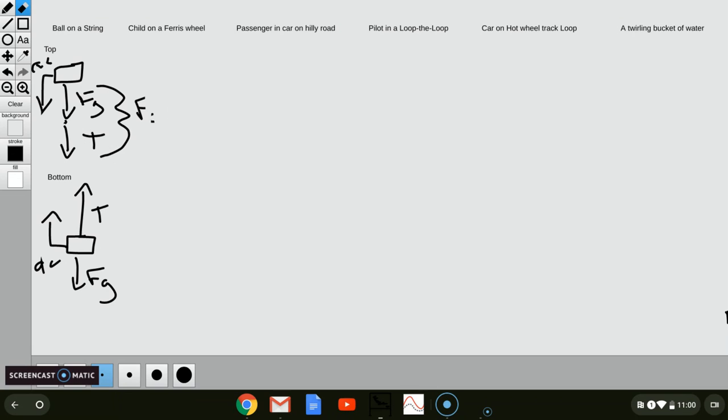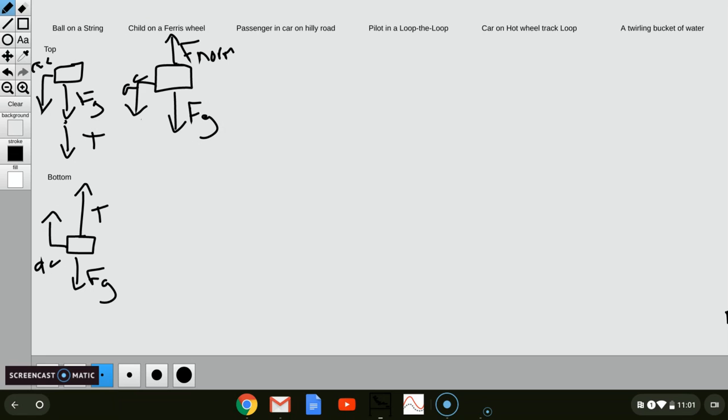All right, so I'm going to erase this, get this out of the way so I can do the child on the Ferris wheel. Hold on, let's get this erased. Okay, here we go. Child, Ferris wheel. At the top, we've got our child. He will have a force of gravity acting down on him. There will be a normal force up, because we're at the top. The centripetal acceleration will be down because we're at the top of the circle here.